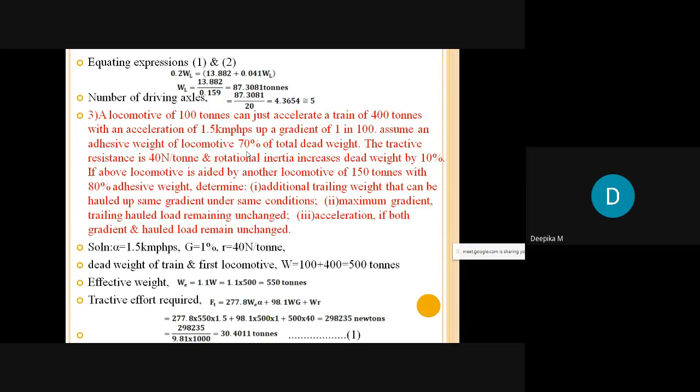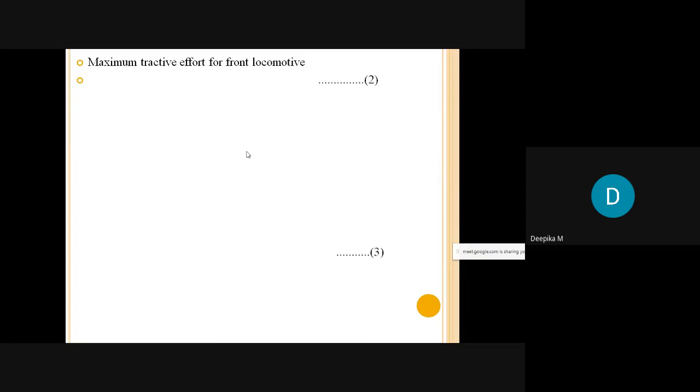Again, they have given the mu value, that is the coefficient of adhesion. Hence, I could write the maximum tractive effort for the front locomotive as Ft equals mu into WL, into the adhesive weight divided by the dead weight, because here we are talking about only the front locomotive, the first locomotive. Hence, this is the formula. The formula is not only the coefficient of adhesion into WL, but it is also the adhesive weight divided by the dead weight. So we have to write it in this way.